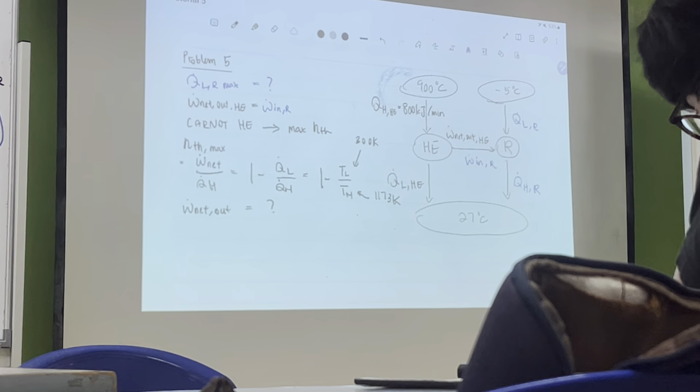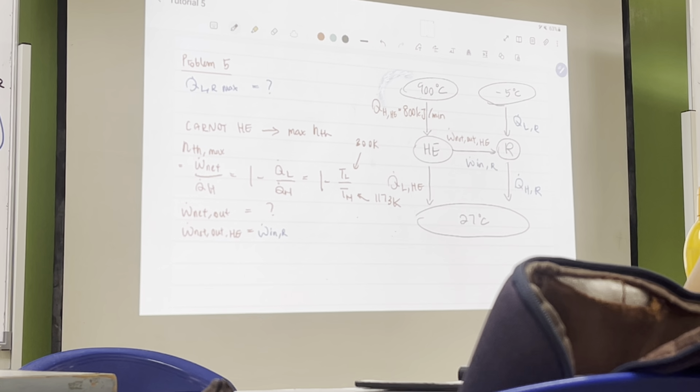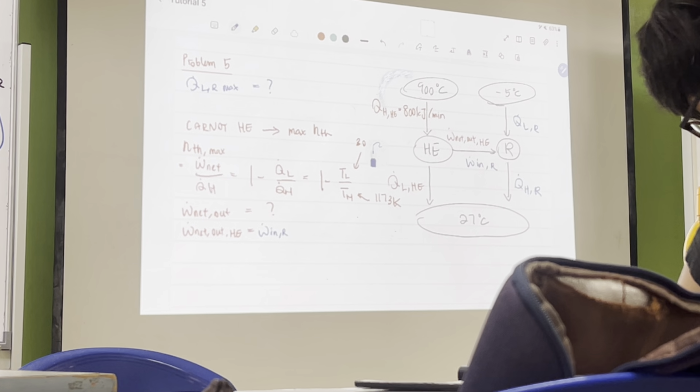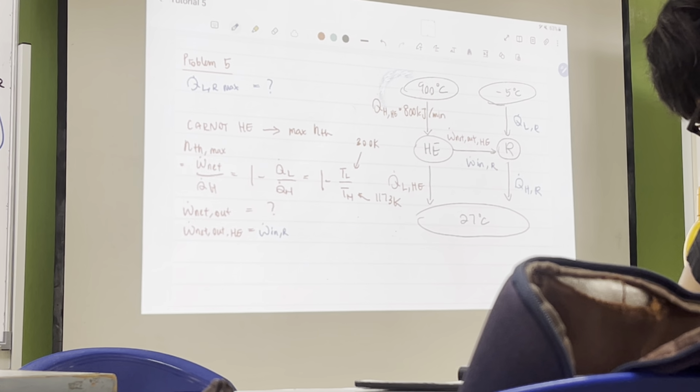So from here you can get the network output, and so we bring back this, right? We know that this is the case. So now how do we relate QL with work in this case? Again, we know that the COP of a refrigerator is QL over work in, right? I will skip the R. This is what we know.